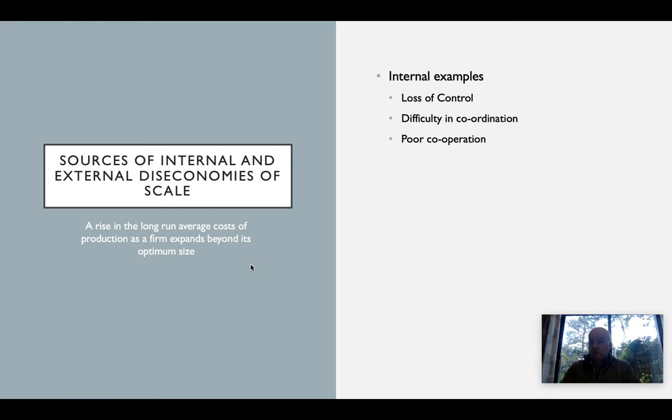Could be poor cooperation. You might find that sales aren't working with production, or marketing aren't working well with production, and where we've got maybe some satisficing going on, where certain individuals who are running departments might have their own agenda that might not necessarily lead to overall good cooperation within an organisation.